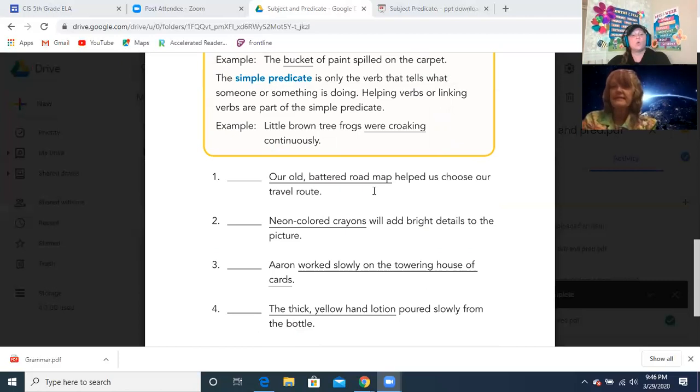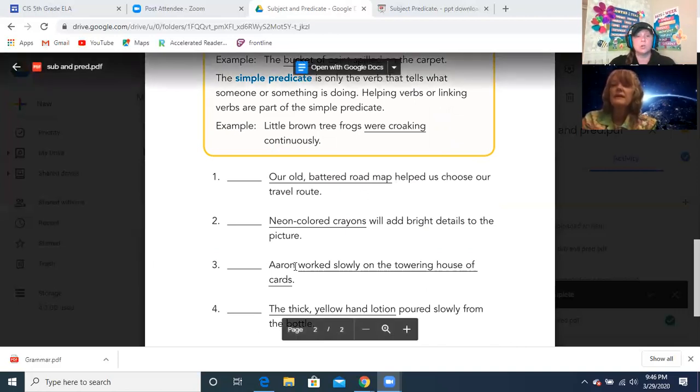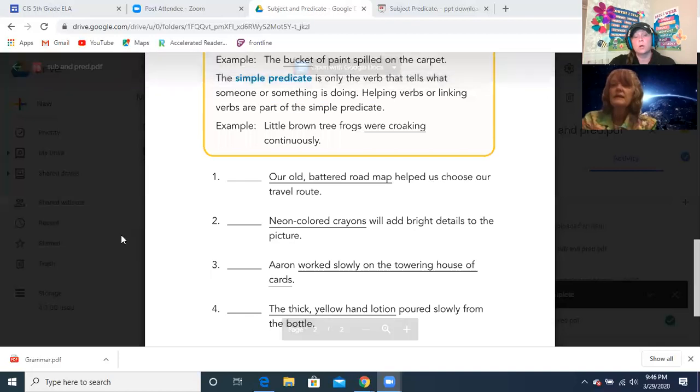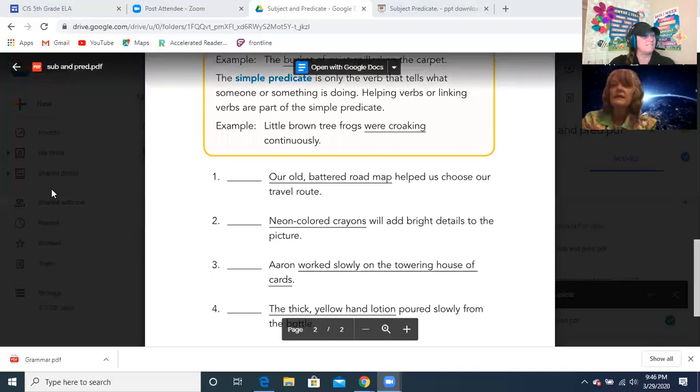Okay, so this is the simple subject, right? Because it's at the beginning, and we know that the subject comes at the beginning. So I'm going to circle the simple... let me get my pen here. I like these writing tools. The whole subject is our old battered roadmap, but my simple subject is map, right? Right, that is correct.